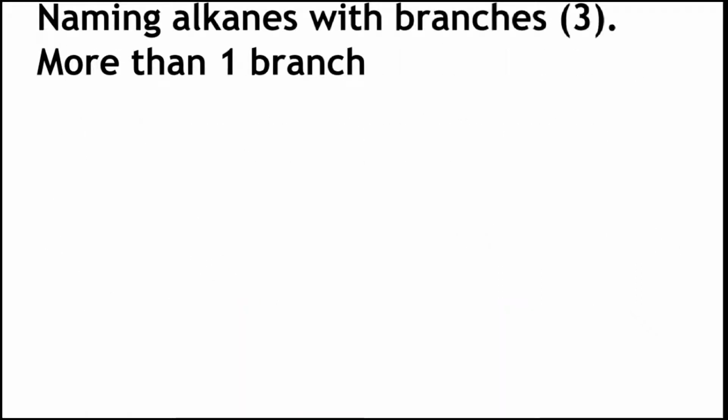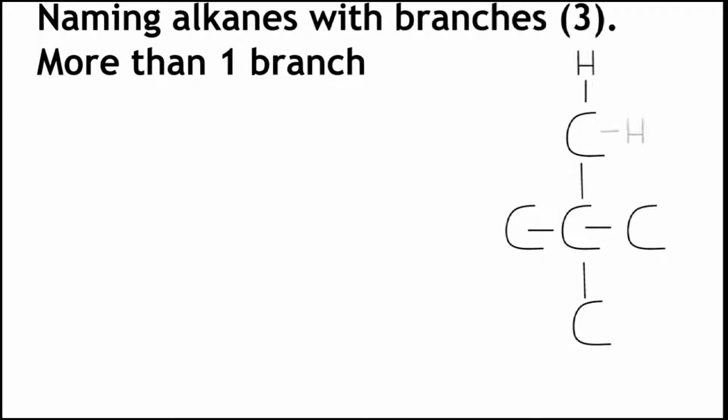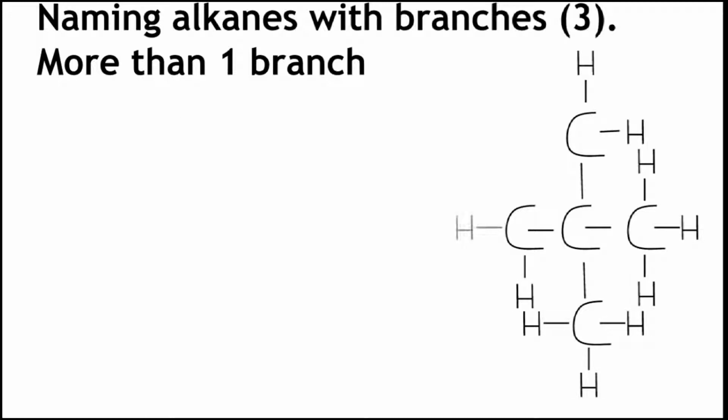Okay, we've learned how to name straight chain alkanes. We've learned how to name alkanes with a single branch. So we're taking one step at a time. Now we're going to look at how we would name an alkane with more than one branch on it. And we're going to take the molecule that we've just completed and we're going to stick another branch on it.